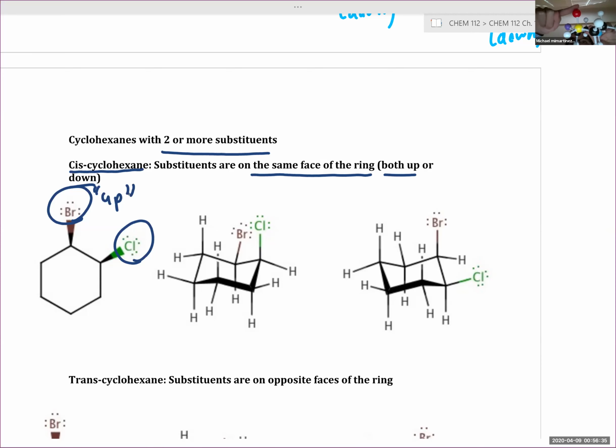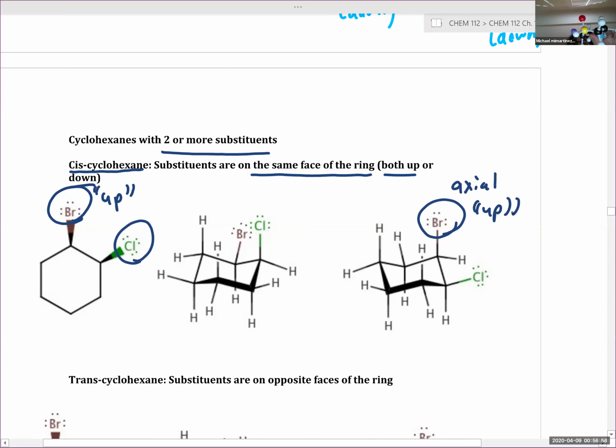Looking at our bromine, is it in the axial or equatorial position? Is this bromine axial or equatorial? This one right here. Axial. So here we go. We have our bromine in the axial up position. Now, critically, as a check for our work, looking at this hydrogen, is the hydrogen axial or equatorial? Equatorial, exactly.